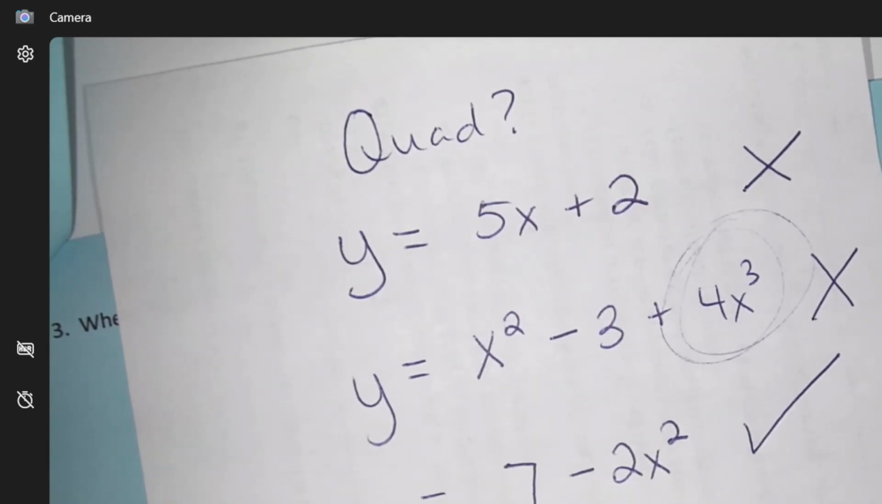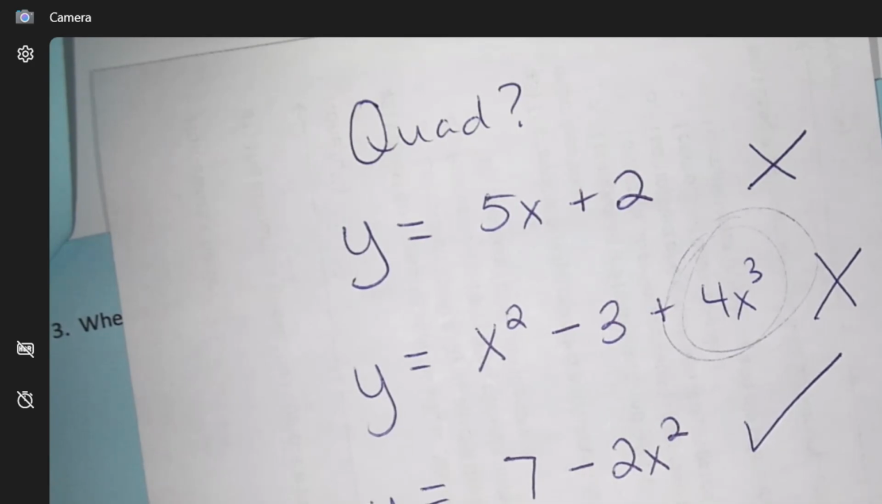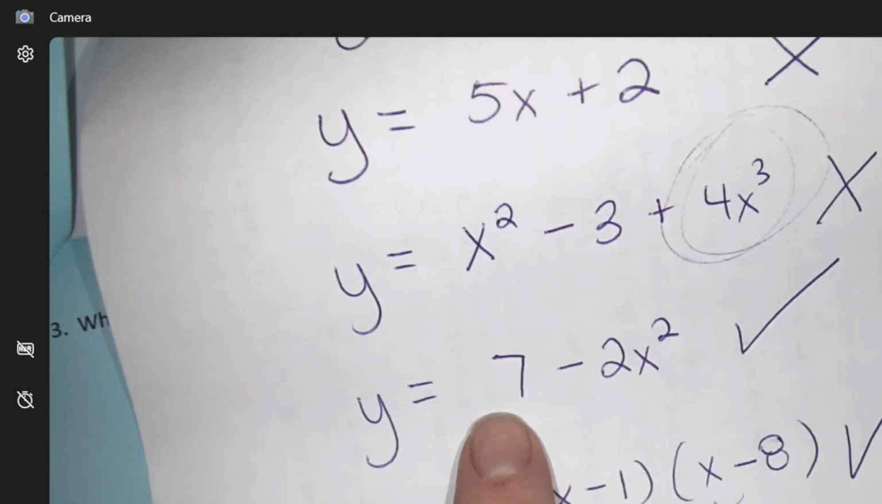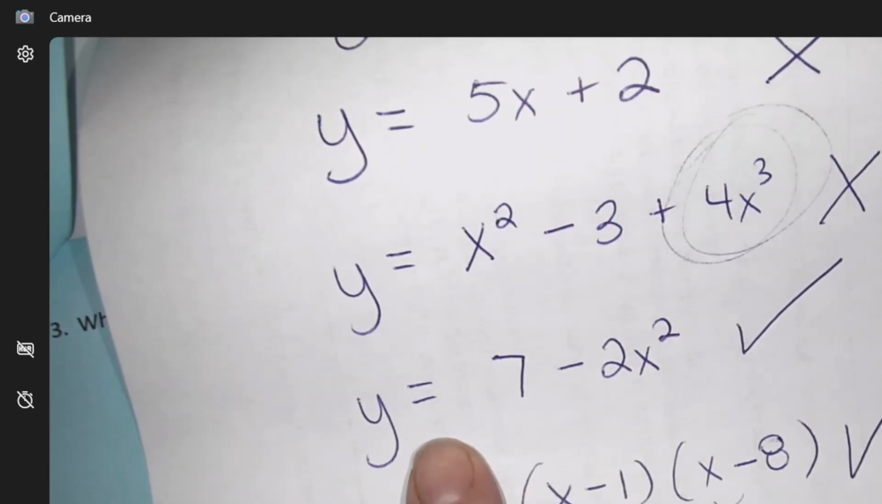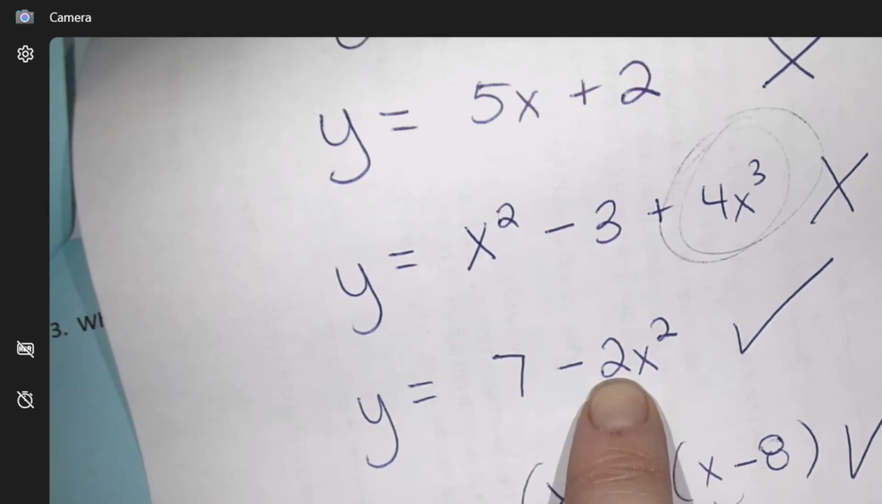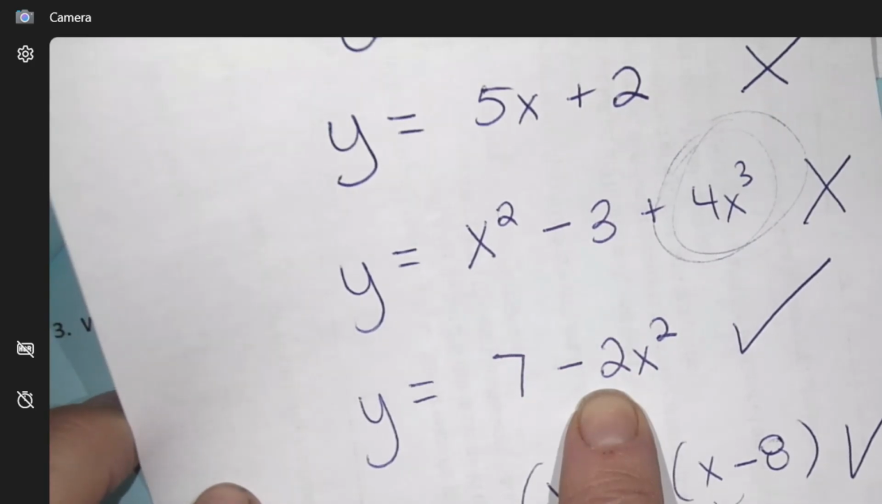I also might ask you, what is the a value? So for instance, if this was a quadratic, what's the value for a in this equation? -2 is the a value because it's the slope. It'll open down. It's the x squared multiplier.